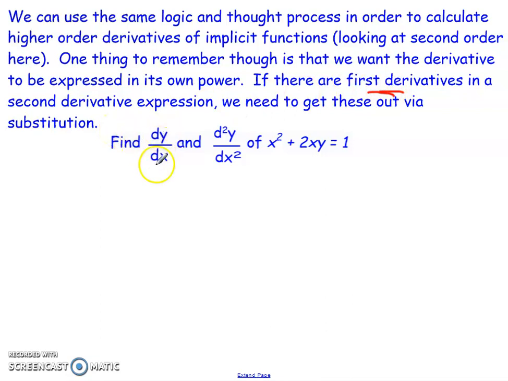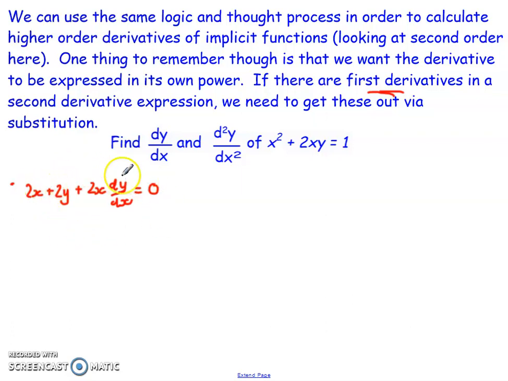So imagine I want to find the first derivative, dy by dx, and then the second derivative, d2y by dx squared, of x squared plus 2xy equals 1. So for the first derivative, first thing we do is we just work our way along, taking the derivative with respect to x of each term. So we'd end up getting 2x, then we'd have plus 2y, then plus 2x dy by dx, and that all equals 0, because derivative of 1 is 0.